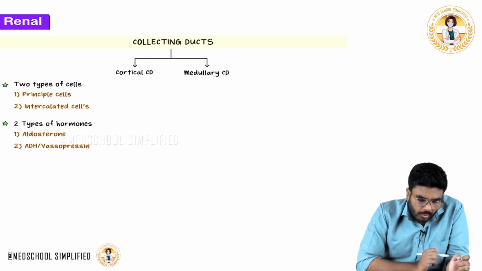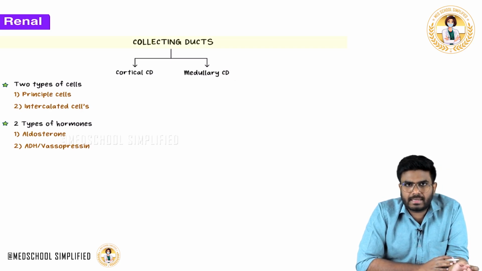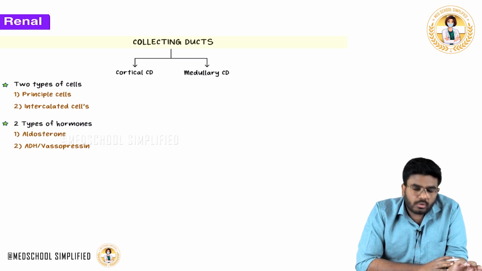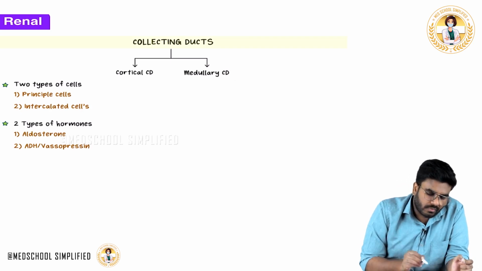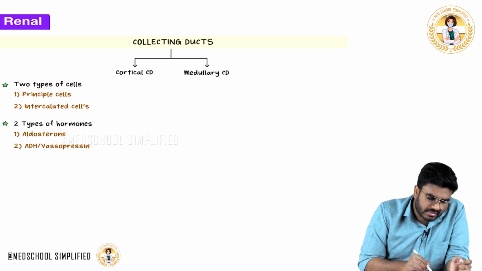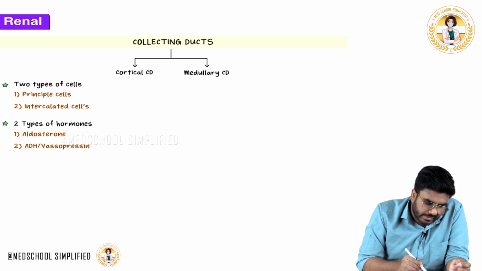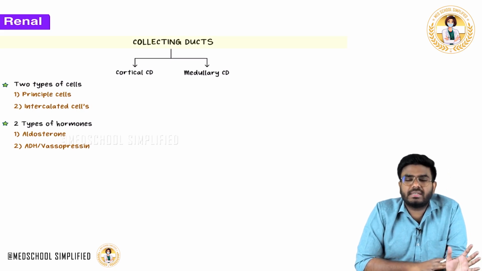Two types are there. The point is, how many types of cells are there? Doesn't matter whether it is cortical collecting duct or medullary collecting duct. There are two types of cells present in this collecting duct. So what are the two different types of cells? The two types of cells are principal cells and intercalated cells.